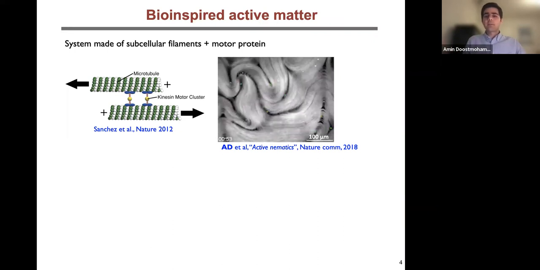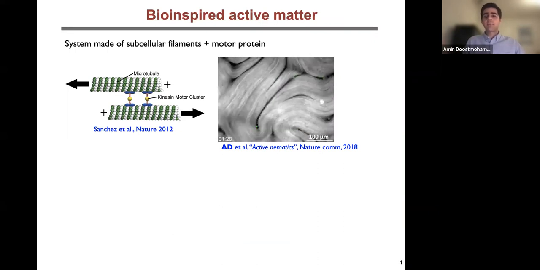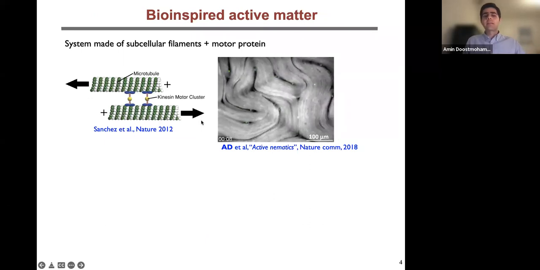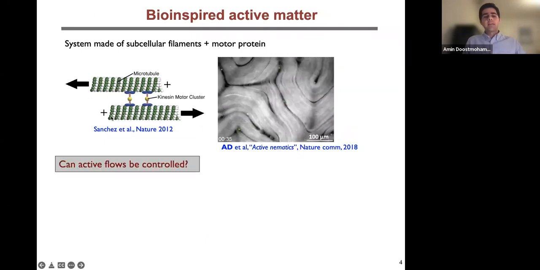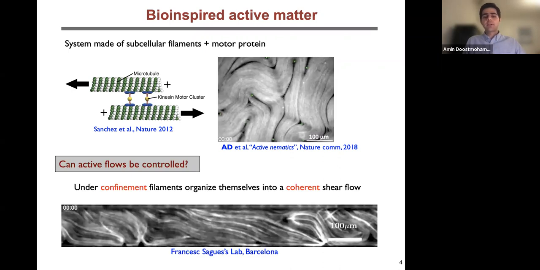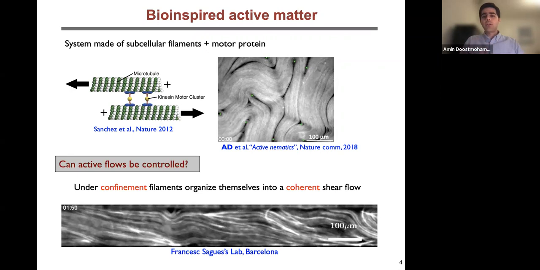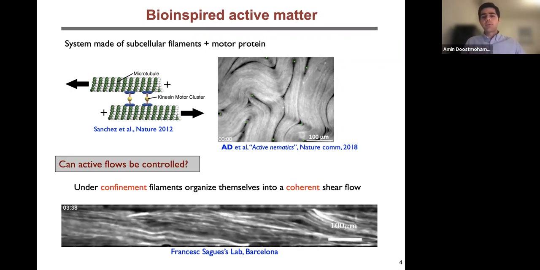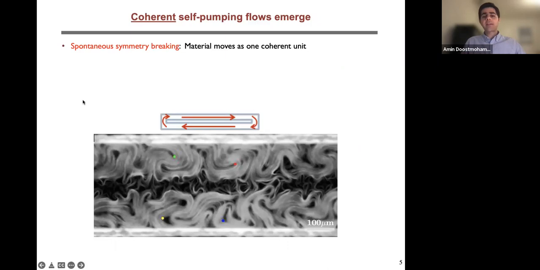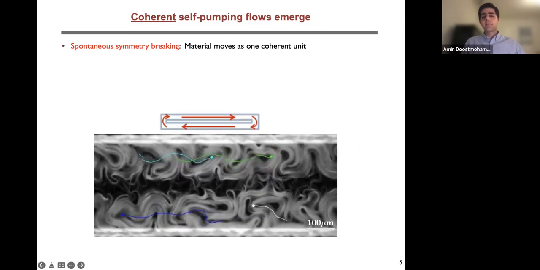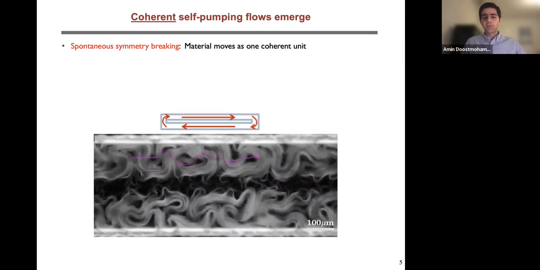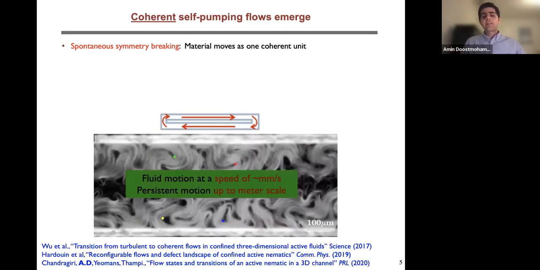Now, these materials are much simpler, and one can ask some questions about controlling these. For example, if I take this material and put it in a square confinement, that chaotic-looking flow self-organizes into one shear flow. And one can even make it more interesting and put it in some kind of a racetrack, and then the thing starts flowing. It's kind of a self-pumping fluid. What's amazing is that this can reach speeds of about a millimeter per second and can persist up to meter scale, which is comparable to some of the current microfluidic technologies.